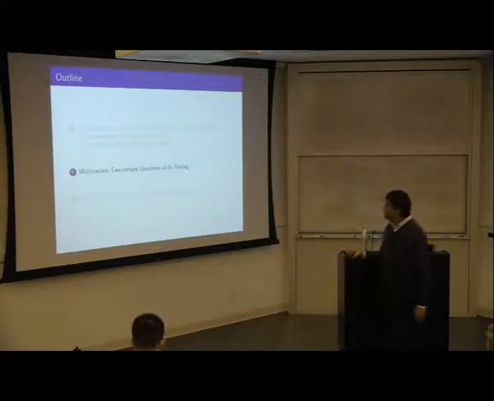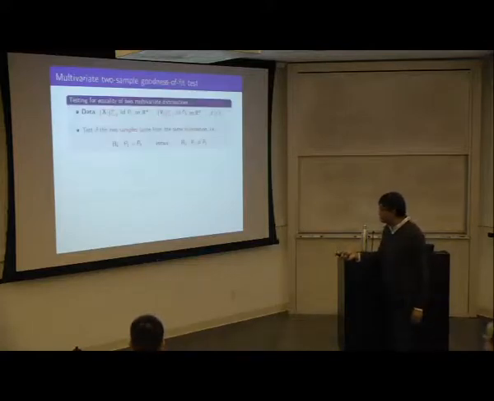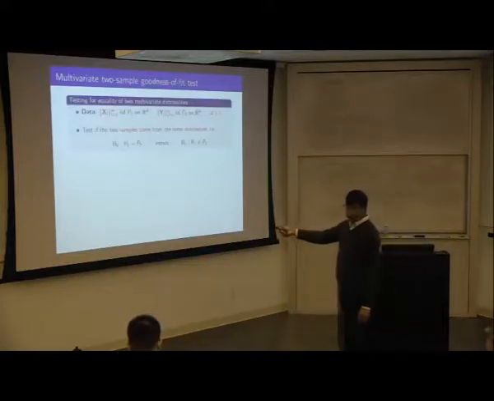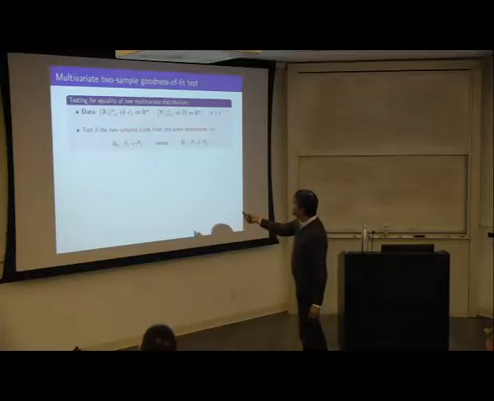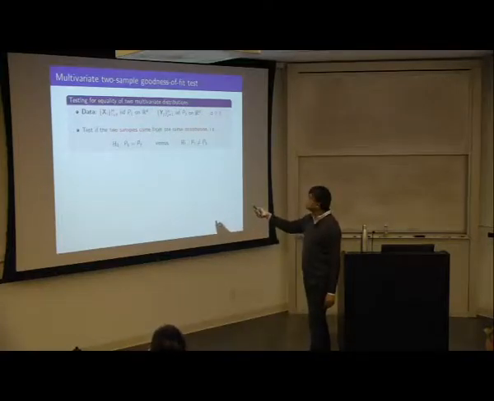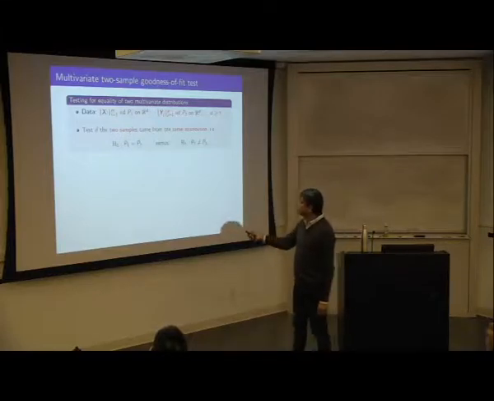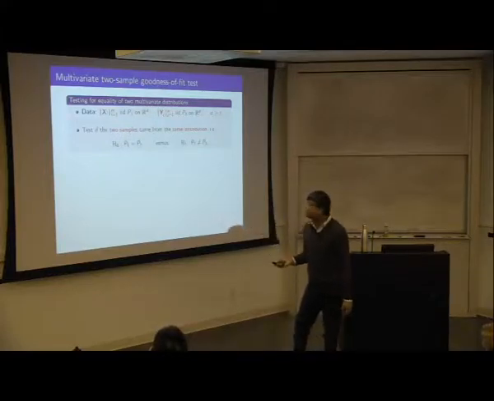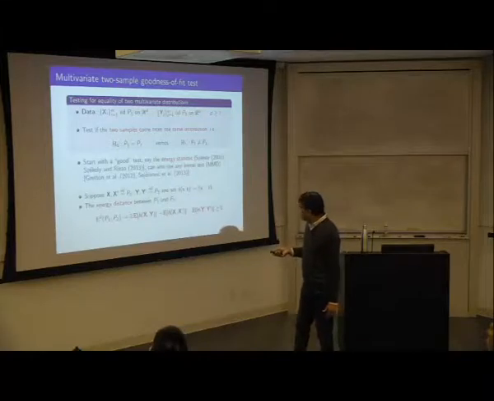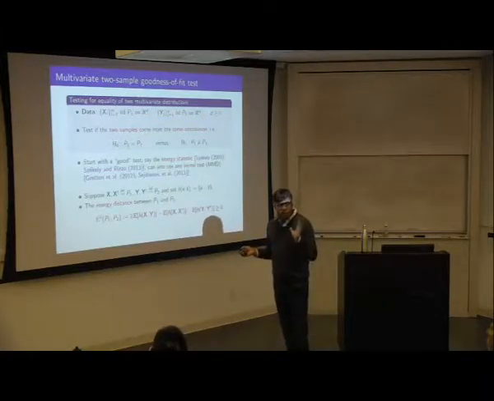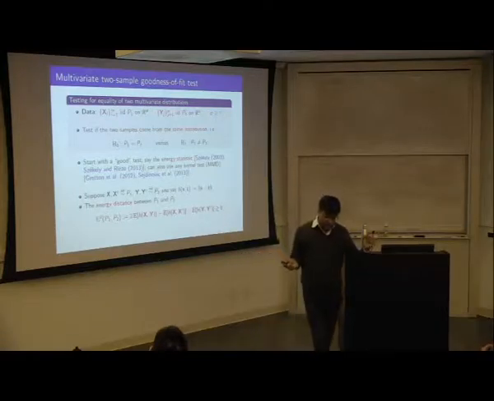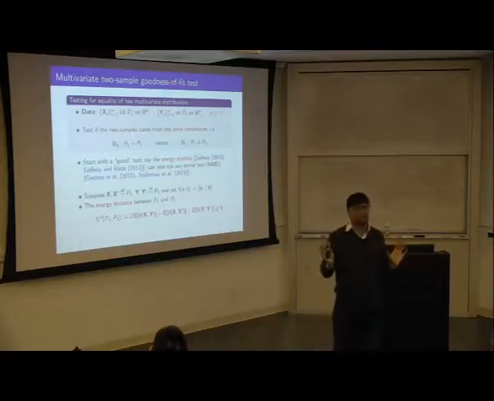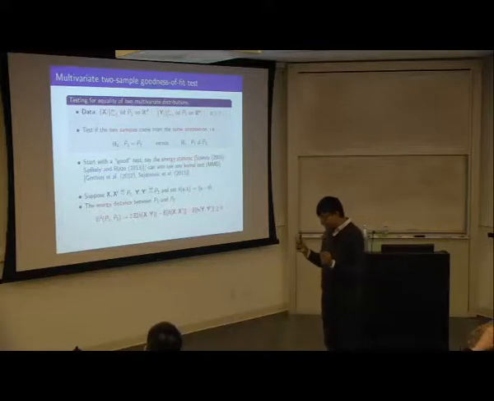Okay, so now let's do the two-sample goodness of fit testing problem. Now I have Xi's coming from distribution P1, Yj's coming from distribution P2, and the dimension is going to be bigger than one. I want to test whether the two distributions are the same versus they're not the same. Now, the strategy is very similar to what we did in the first part of the talk. We should start with a good test.